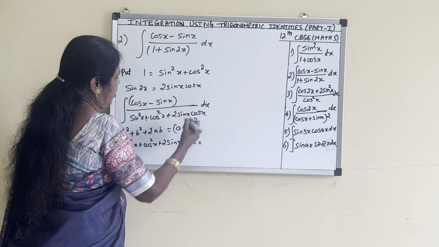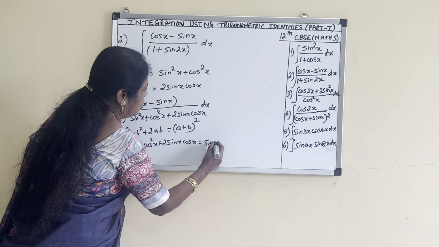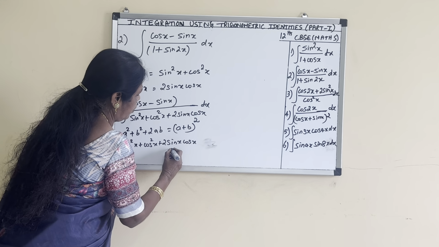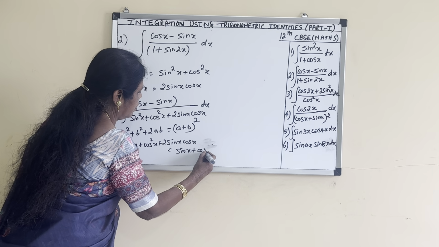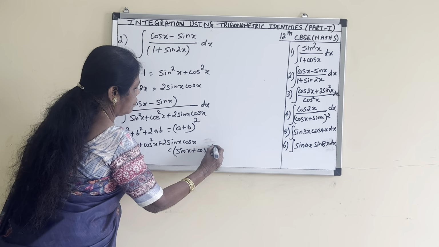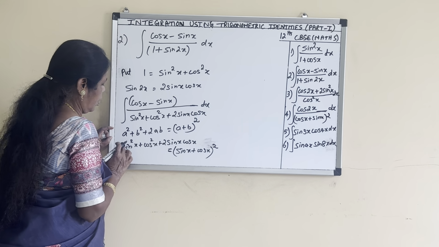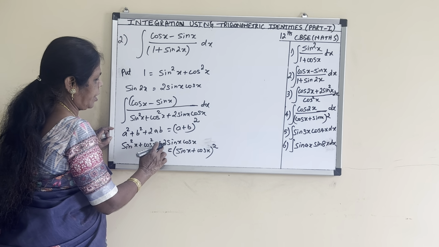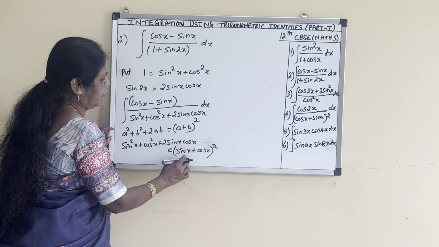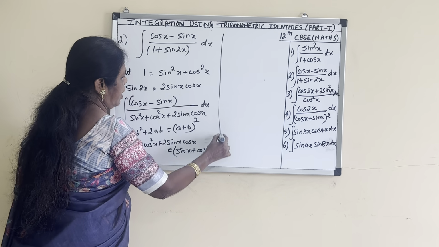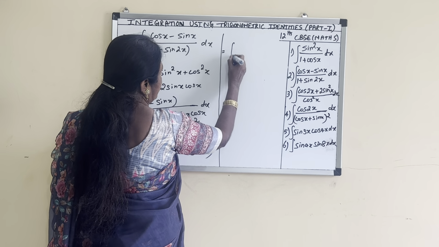So, I will be writing this as sin x plus cos x the whole square. Sin x plus cos x the whole square. So, sin squared x plus cos squared x plus 2 sin x cos x is sin x plus cos x the whole square. Right. Now, I will substitute in that integral.